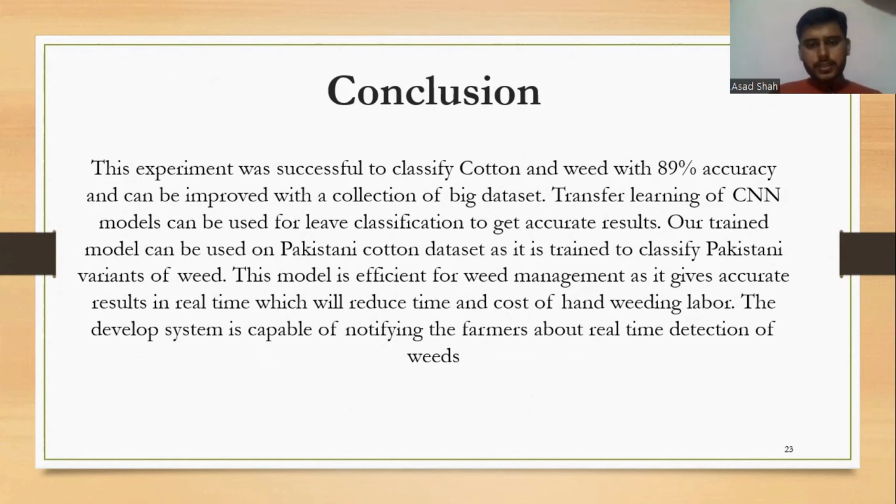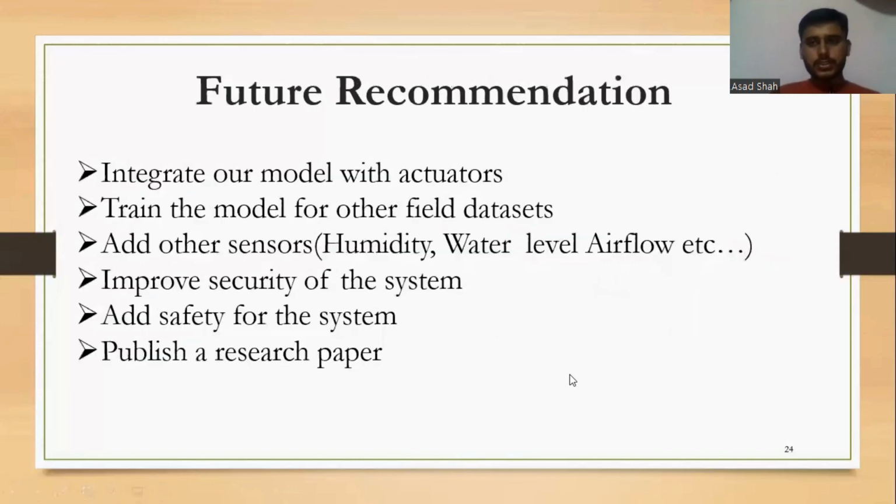We have trained this model on a Pakistani dataset, and we can also use datasets from other fields. Initially we used the Pakistani cotton dataset. Then we could train this classifier on maize crops and other fields. So we will have a general multi-class classifier that can be effective in all types of agriculture fields. After the conclusion, we will have future recommendations.